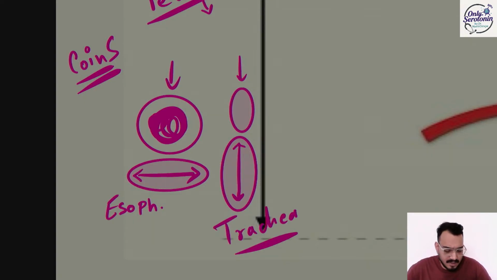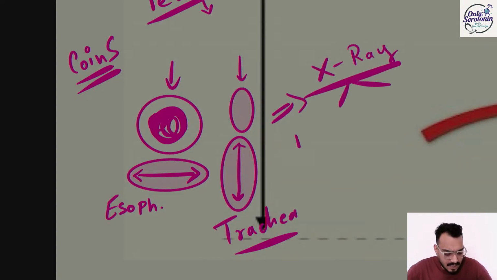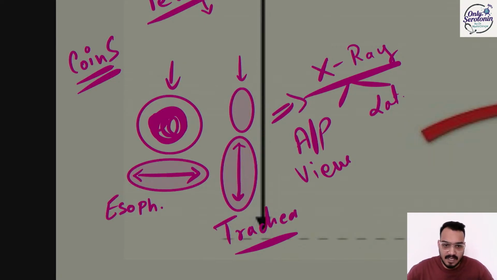Where are we going to see this thing? We are going to see this in your X-rays. In X-ray we can do two things. Either we can do the anterior posterior view, that is the AP view, or we can do the lateral view, whichever the patient is feeling comfortable in. If the patient is comfortable like this, we will do it like this. If the patient is comfortable, we will do it from the lateral side. Okay.